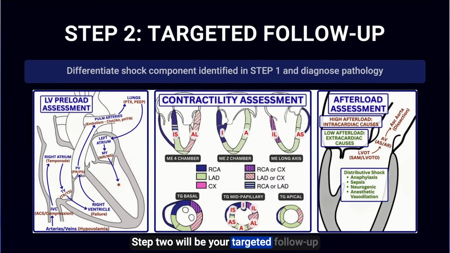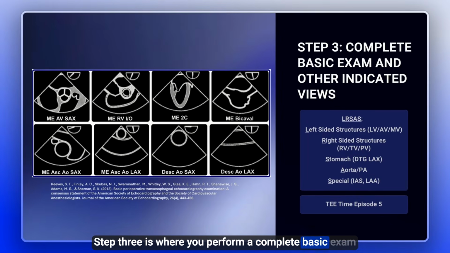Step 2 will be your targeted follow-up assessment, where we differentiate the shock component that was identified in Step 1. This is where you further delineate what the cause of abnormal preload, abnormal contractility, or abnormal afterload is. Step 3 is where you perform a complete basic exam and any other indicated views, evaluating left-sided and right-sided structures, going into the stomach, turning towards the aorta and back to the pulmonary artery, and then evaluating any other special features. This is the most comprehensive part of the exam to make sure you didn't miss anything and further solidify your diagnosis and get to the next step of tailoring your management from there.